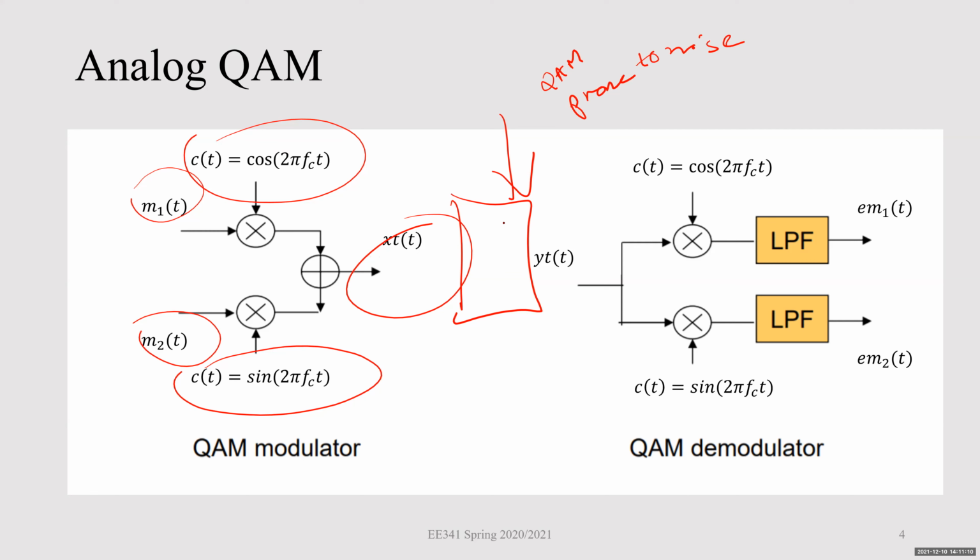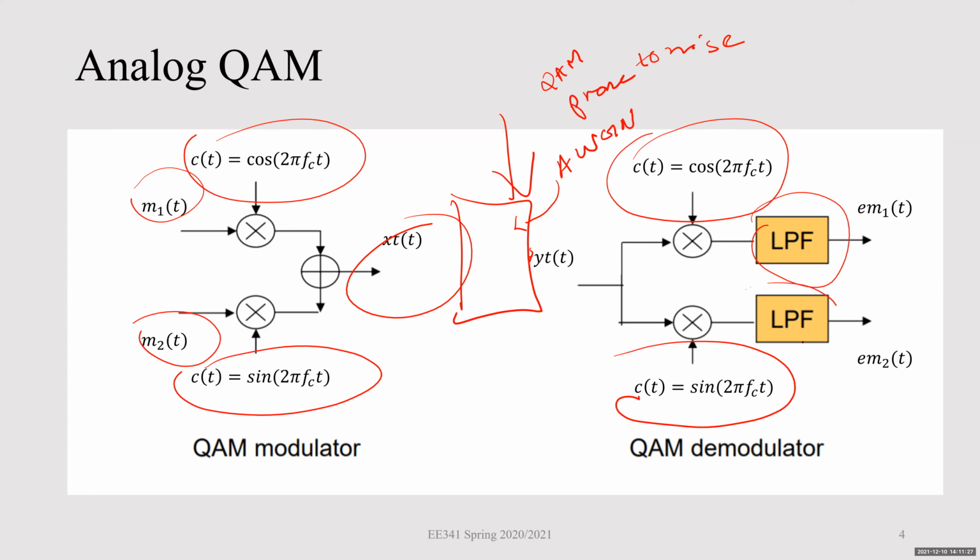So we will add AWGN, additive white Gaussian noise here. Then I will get y of t. Y of t, we will multiply it with the carrier, and then with the second carrier we will pass it through the low pass filter, and then we will get the estimated signal.